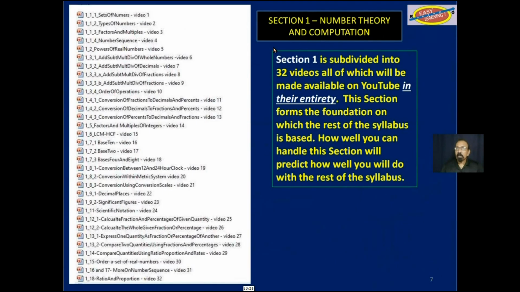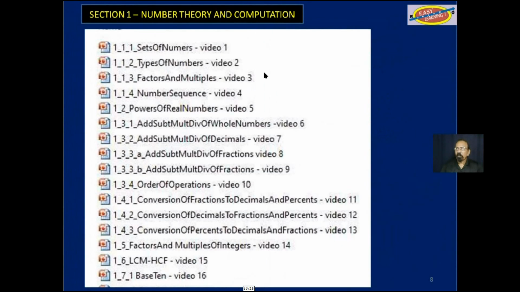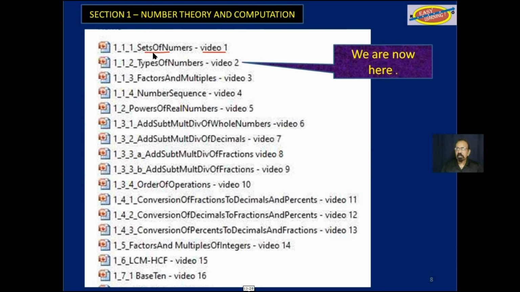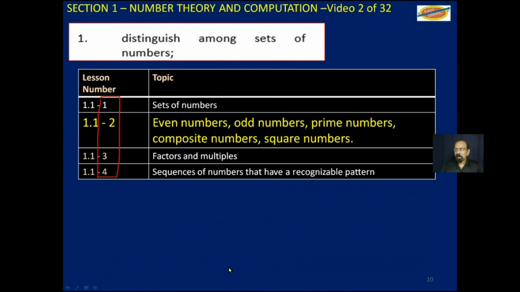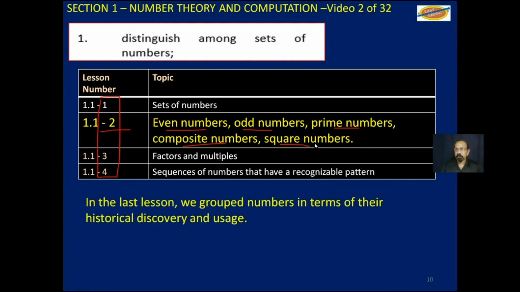As you are aware, I have divided Section 1 into 32 videos. We have already dealt with video 1, sets of numbers. Now we are at video 2 in Section 1, types of numbers. And then we still have to go up to video 32 in Section 1. I have divided Objective 1 into 4 sections. We are now at section 2. We will be talking about even numbers, odd numbers, prime numbers, composite numbers, and square numbers.